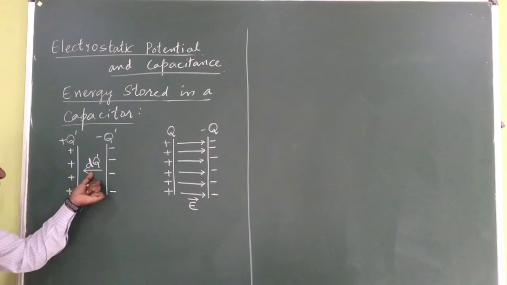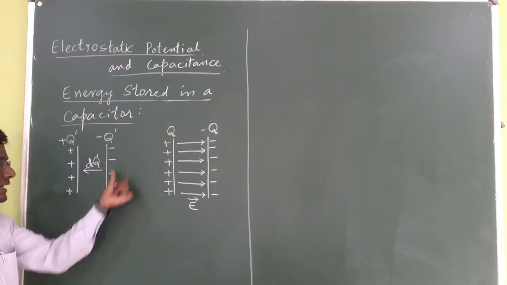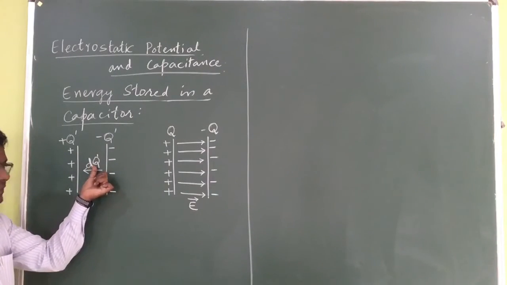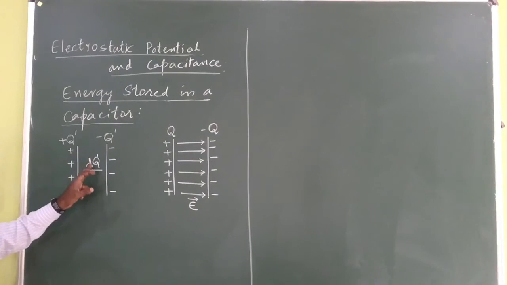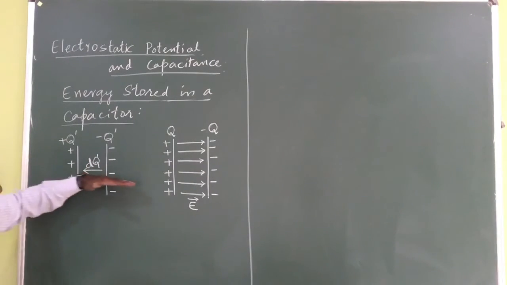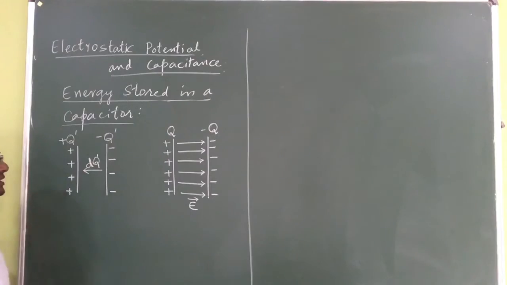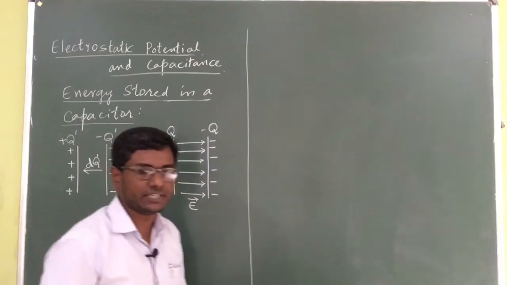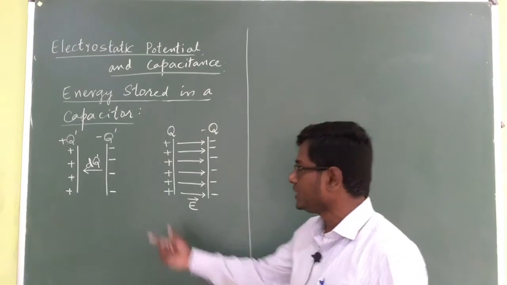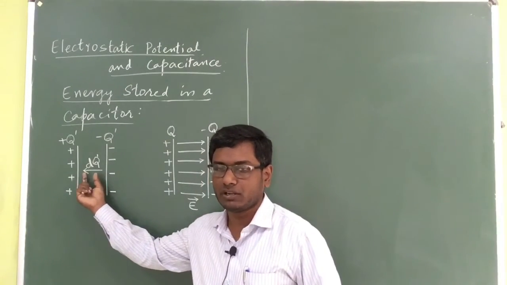At the same time, when this plate has become negative, it is going to attract this dq dash, because this is a positive charge, so it will be repelled by the positive plate and attracted by the negative plate. So the field is from the positive side to the negative side. When the field is in this direction, we are trying to move this small charge against the field. So when we are moving that charge against the field, that means we are doing work on this small amount of charge.